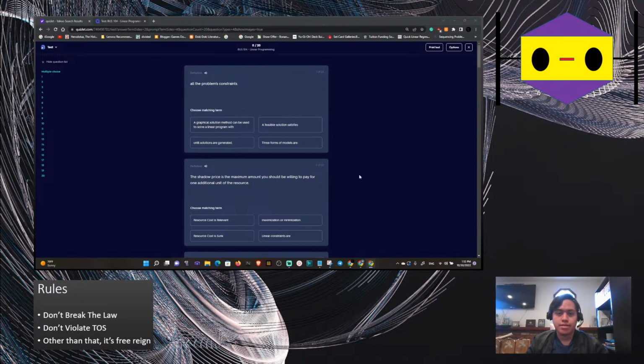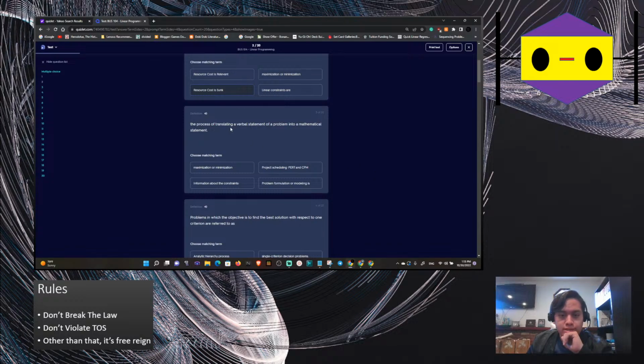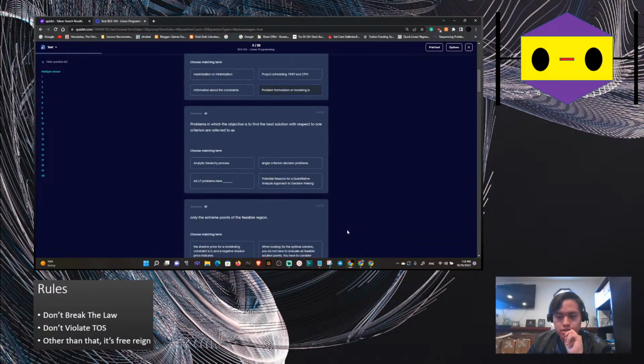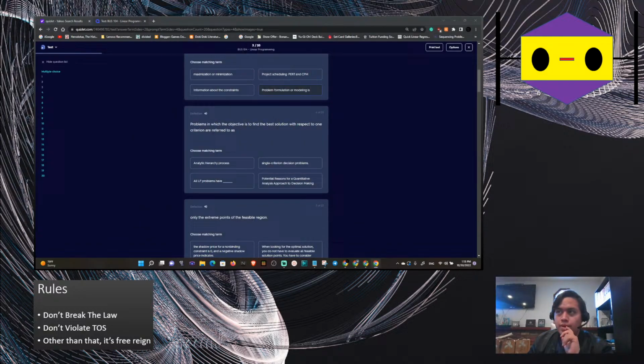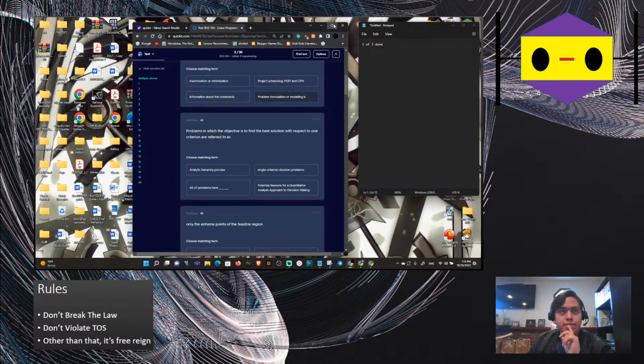A feasible solution satisfies all the problem's constraints. Shadow price is the maximum amount you should be willing to pay for one additional unit of the resource. The process of translating a verbal statement of a problem into a mathematical statement is what problem formulation or modeling is. I think that's what it is.